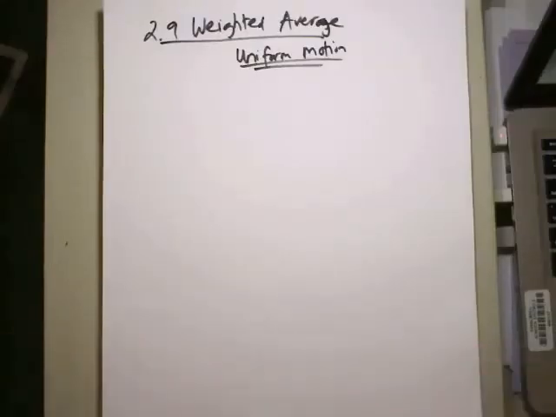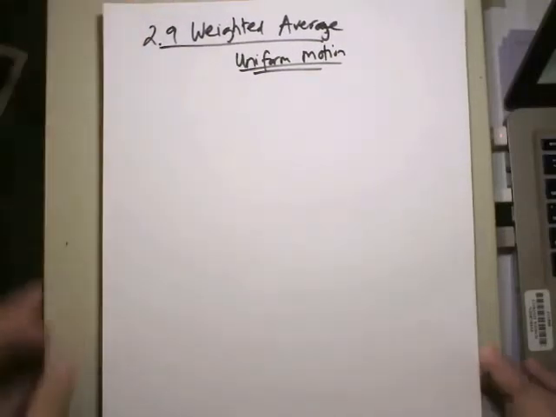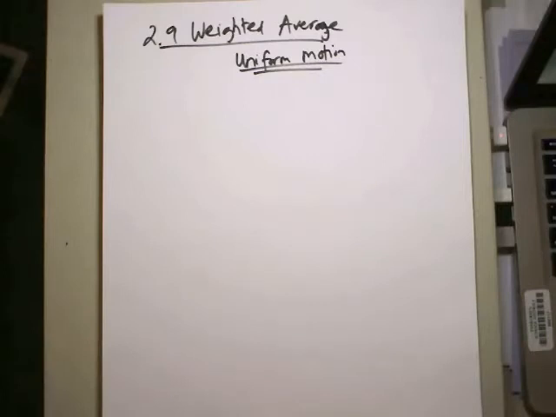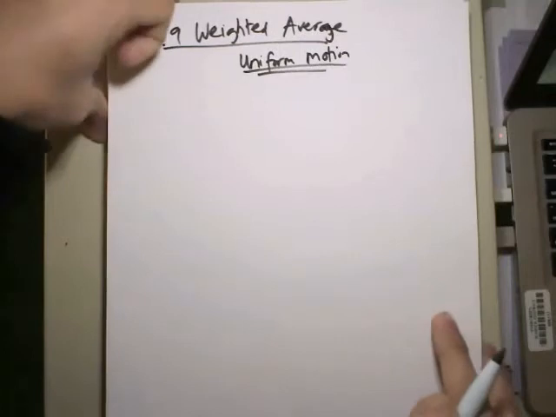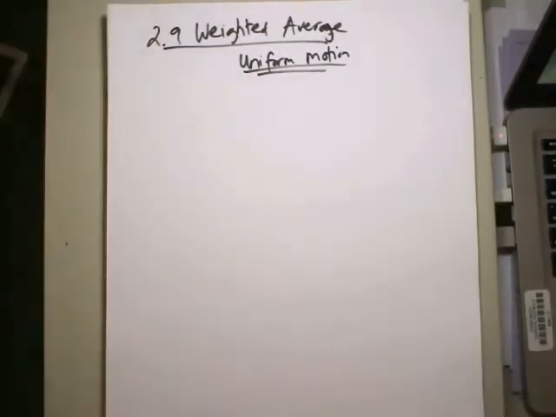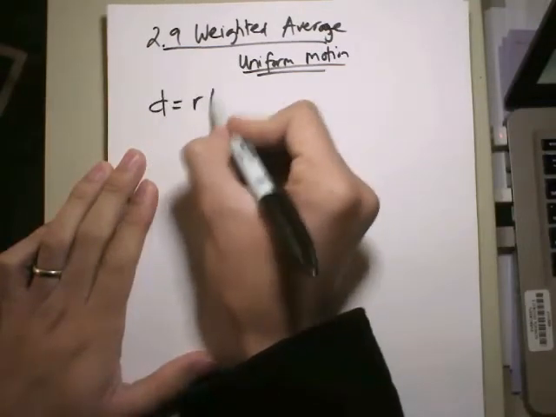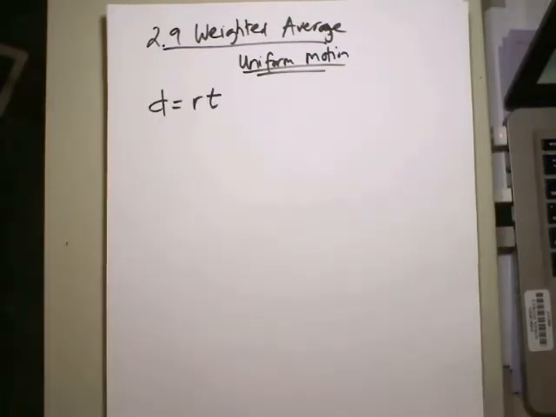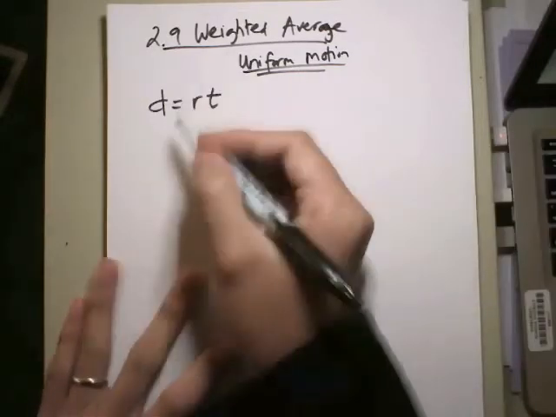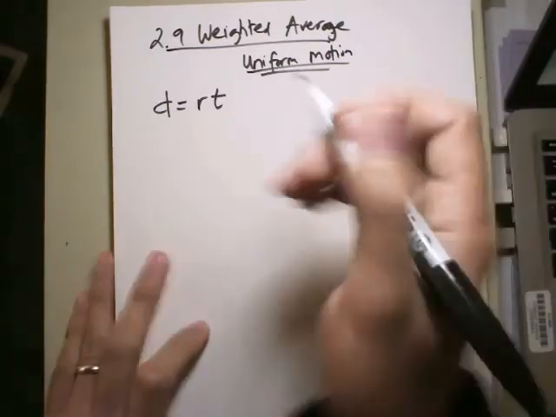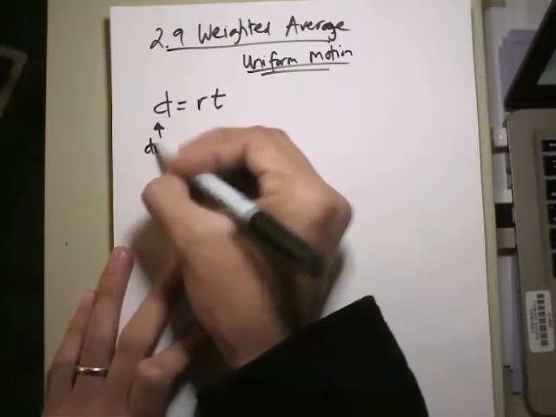Alright, so I'm going to cover 2.9 weighted average problems again, but this time I'm going to focus on uniform motion. Okay, with that, I'd like to introduce once again another model, just similar to the investment problems, but this time we're using the distance model. Okay, so here we go: distance equals rate times time. Many of you have heard of this, the DRT, before, probably in your science class as well, and we are going to be using this for today. Now, for those of you who don't know what D, R, or T is, let's define that. D is the distance traveled.